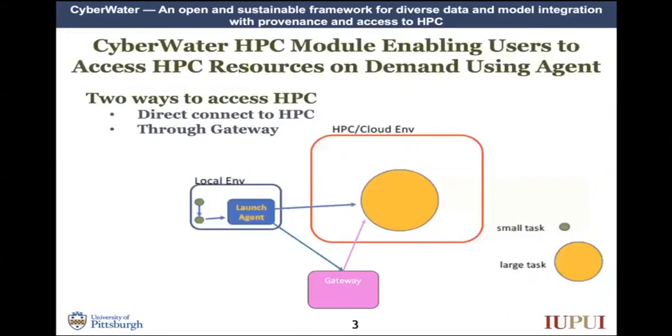Right now, the CyberWater HPC module enables users to access HPC resources on demand using agents. We have two ways to access the high-performance computing platform. The first one is to connect to the HPC platform directly via the SSH protocol. We also support the gateway, which integrates multiple platforms and provides a graphic interface for users to access the platform. This diagram shows how the tasks are uploaded to HPC directly or through a gateway.